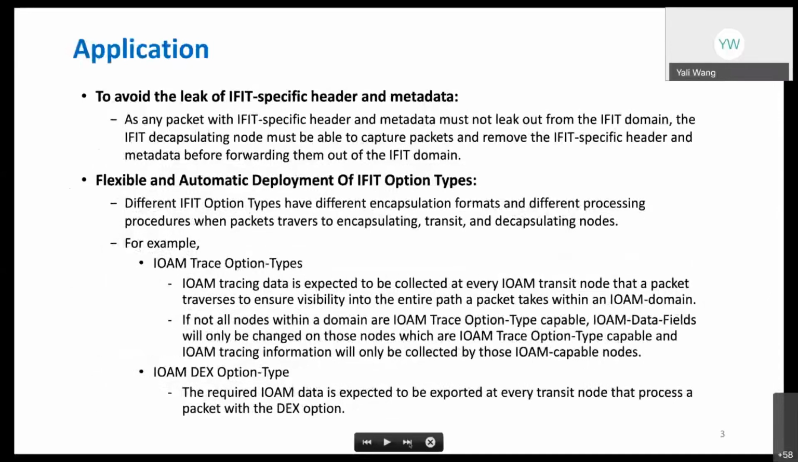You may ask why we need the information advertisement here. We list two application examples. The first one is to avoid the leak of the IFIT-specific header and metadata. Because the IFIT-specific header and metadata must be removed at the end node, to avoid the leak we need to know whether the end node has the IFIT capability.